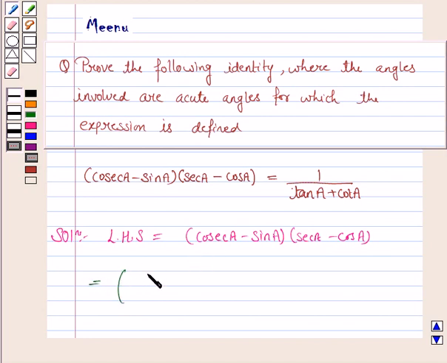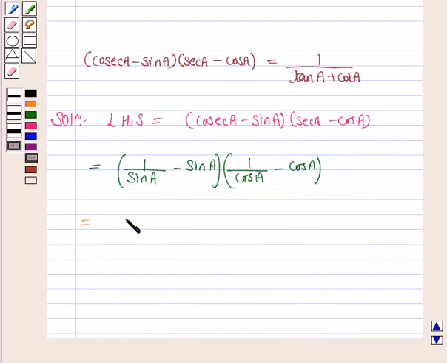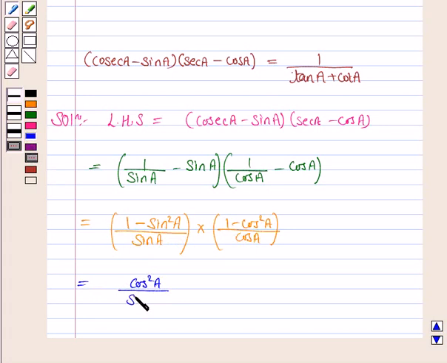Now cosecant A can be written as 1 upon sine A minus sine A, into secant A, which can be written as 1 upon cos A minus cos A. Now again, taking LCM, we have 1 minus sine square A upon sine A into, taking LCM here also, we have 1 minus cos square A upon cos A. Now 1 minus sine square A is cos square A upon sine A, 1 minus cos square A is sin square A upon cos A.